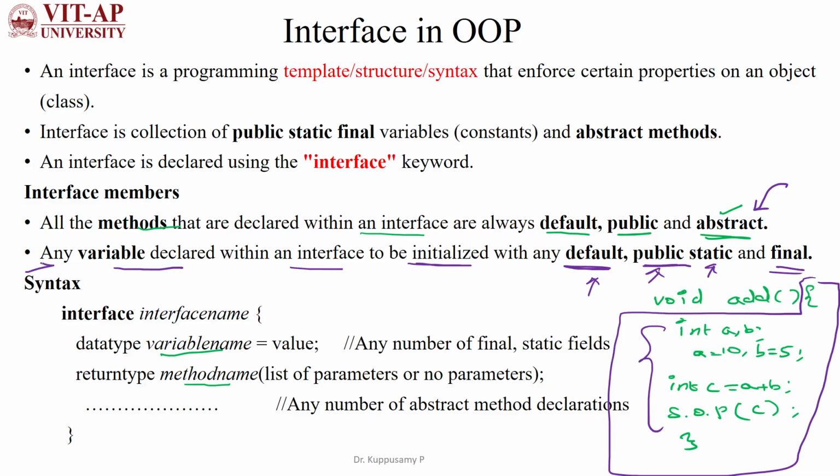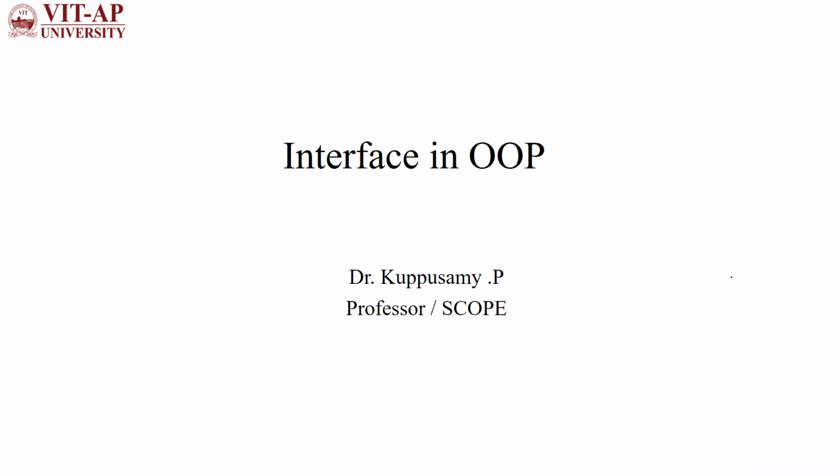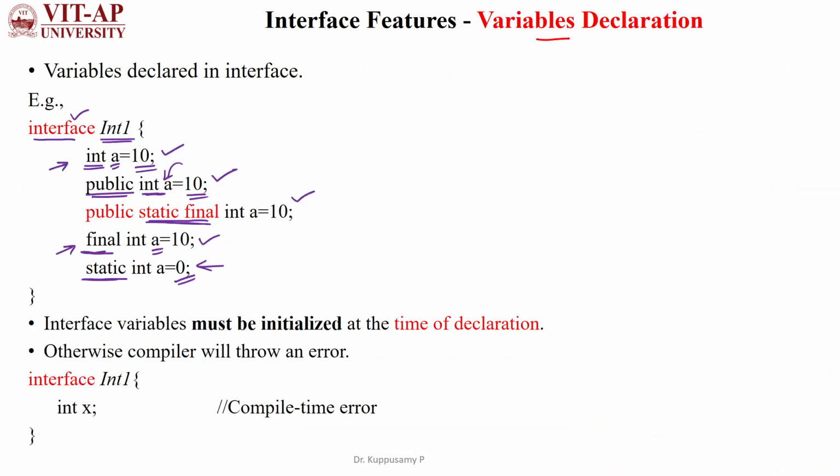Any variable declared in the interface should be initialized by default. That means int a = 10; by default we are declaring it as public static final, or only static. So like this you can declare the variables. Here, if you are not initializing the values for these variables, then the compiler will throw a compile time error.